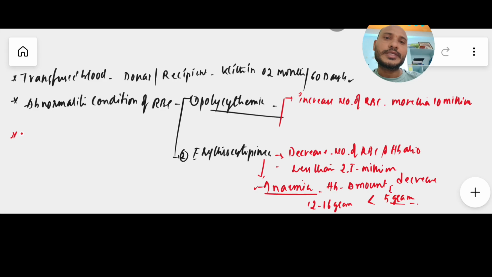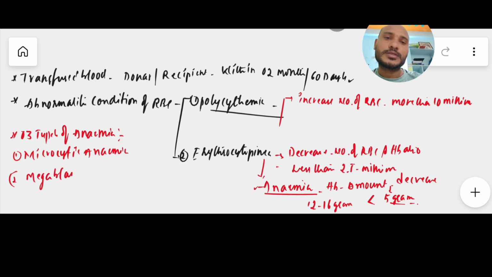Generally, three types of anemia are frequently seen in persons. First one is microcytic anemia. Second one, megaloblastic anemia. And the most dangerous anemia is pernicious anemia.